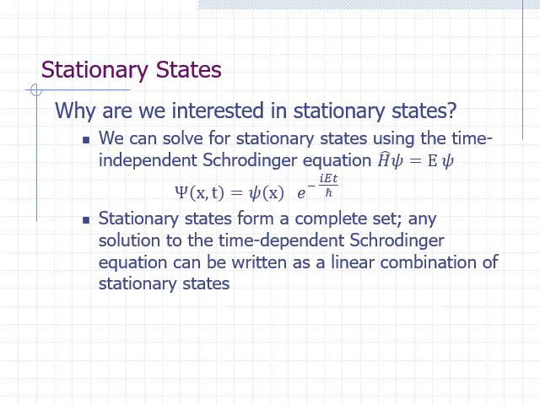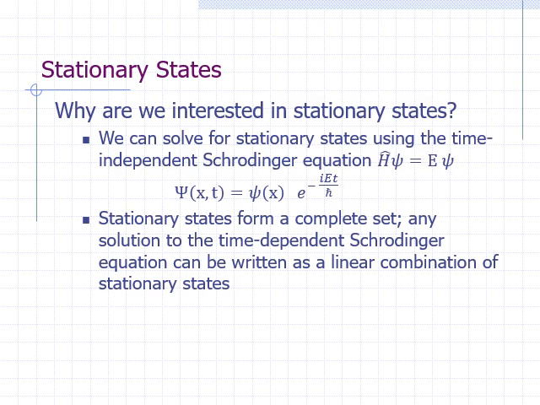Furthermore, stationary states form a complete set because they are eigenfunctions of the Hamiltonian operator. We already postulated that operators corresponding to physical observables have a complete set of eigenfunctions. This means that any solution to the time-dependent Schrodinger equation can be written as a linear combination of stationary states, which we just said are easier to determine.